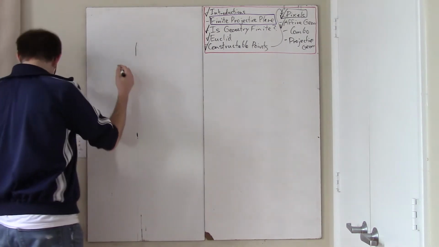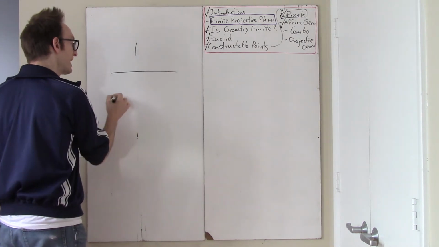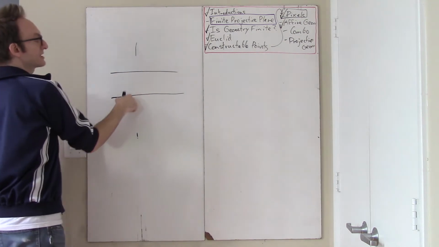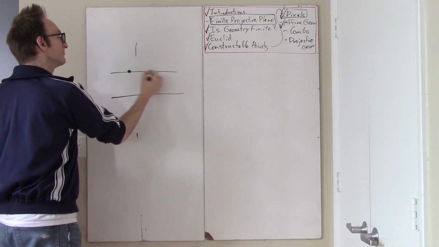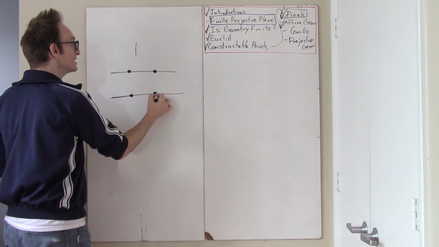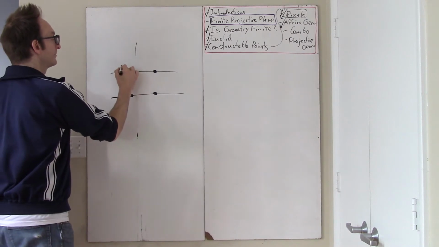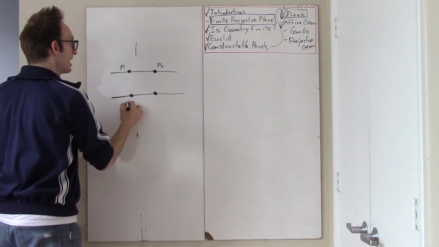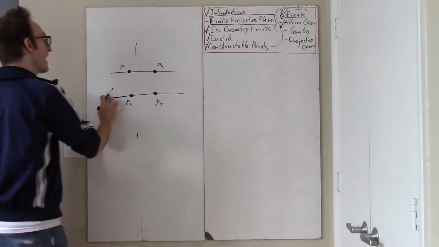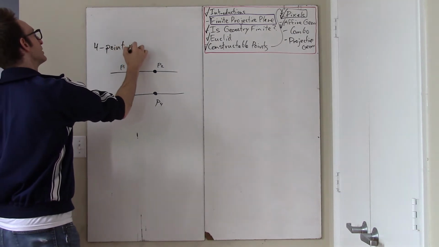Well, one way is if there's a line and there's a line parallel to it, and every line has 2 points, perhaps we can get away with every line having just 2 points. And the answer is we can. Call this point P1, call this point P2, P3, and P4. And this is the simplest model possible. The simplest model possible is called the 4-point model.